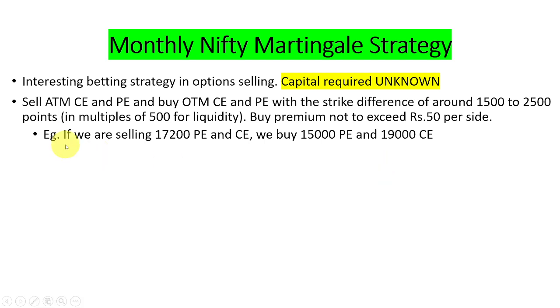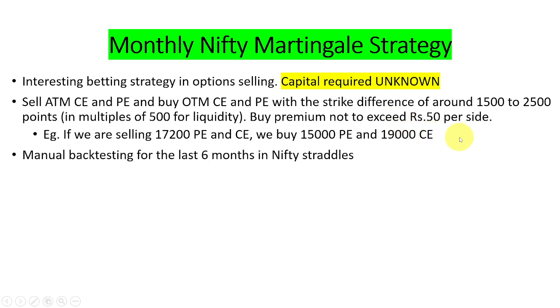What I'm saying is, suppose you're selling the 17,200 call and put, then we should buy somewhere around the 15,000 put and 19,000 call, which is not exactly 2,000 points from 17,200, but is in multiples of 500. Also, please note that the buy premium should not be below 50 rupees per side. If the 15,000 is trading at 70 rupees, then go a little further, maybe to 14,500, and buy somewhere around 50 rupees. I'll tell you the reason why in the next slide.